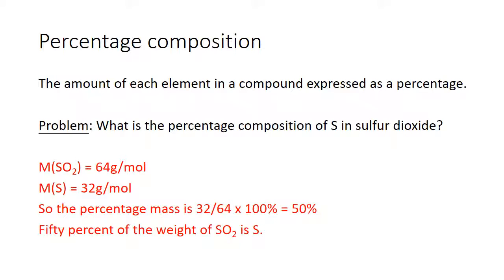Right, so the molar mass of sulfur dioxide is 64 grams per mole, which you can get from the periodic table by adding the atomic mass of sulfur and the atomic mass of oxygen. And then the molar mass of sulfur is simply 32. So the percentage is going to be 32 divided by 64 times 100. So 50% of the weight of sulfur dioxide is found in the sulfur.